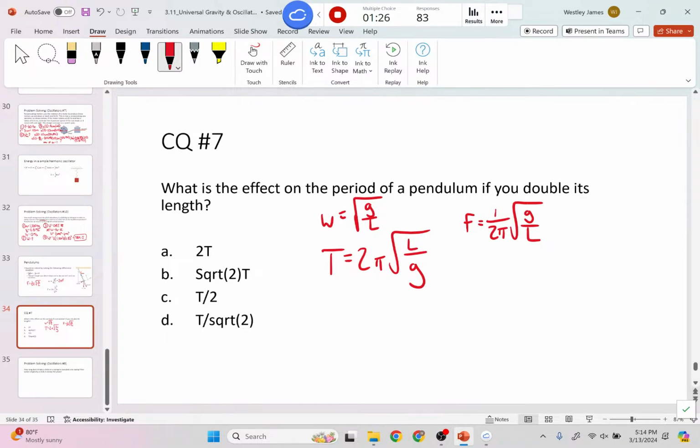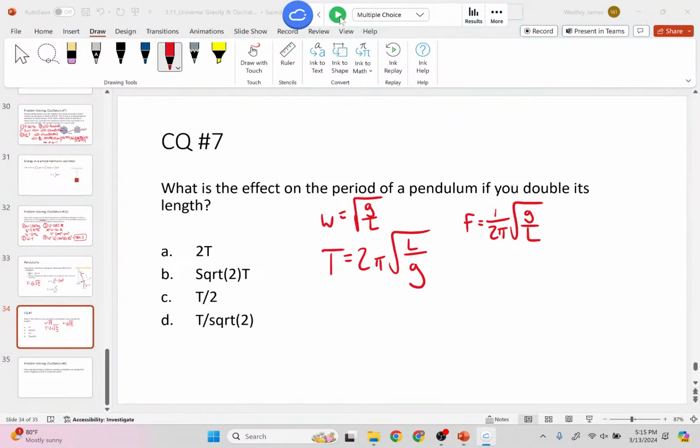All right, how are we looking? Yeah, okay, fairly reasonable. Notice that all my answers here have that capital T. That's the original period. So what's happening to the period? Is it being doubled? Is it being multiplied by square root of 2? Is it being divided by 2? Is it being divided by square root of 2? What's happening to the period? We'll go to 2 minutes. So 5, 4, 3, 2, 1.